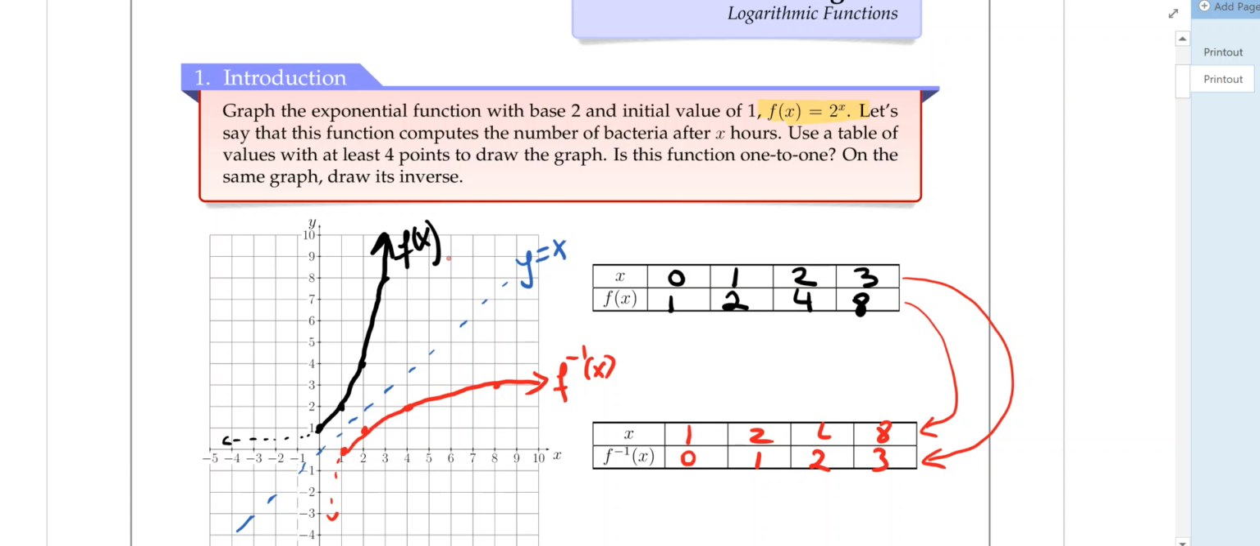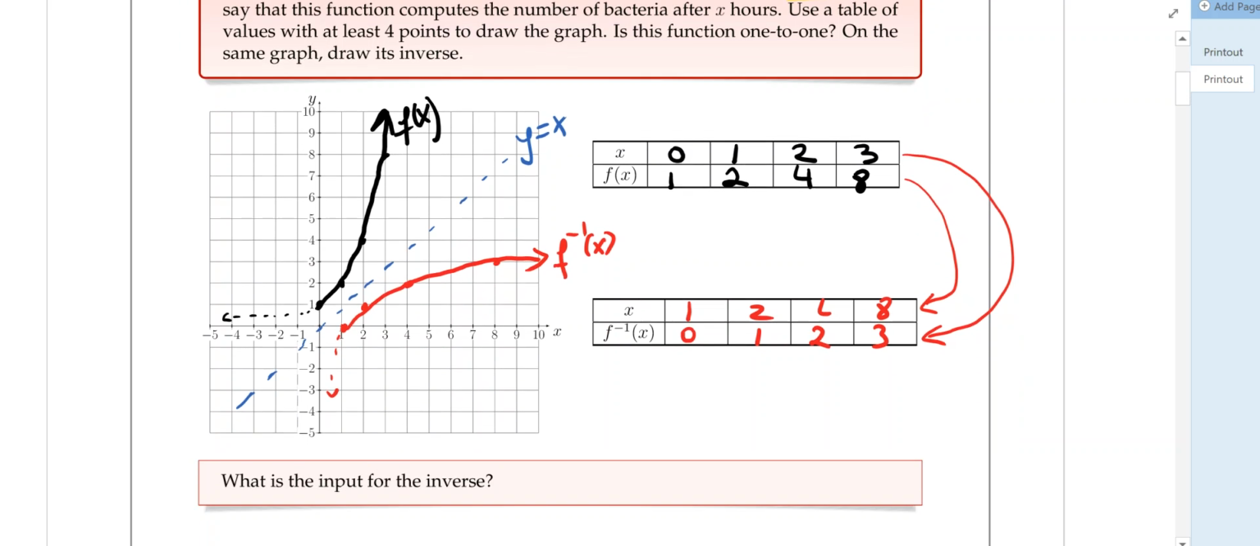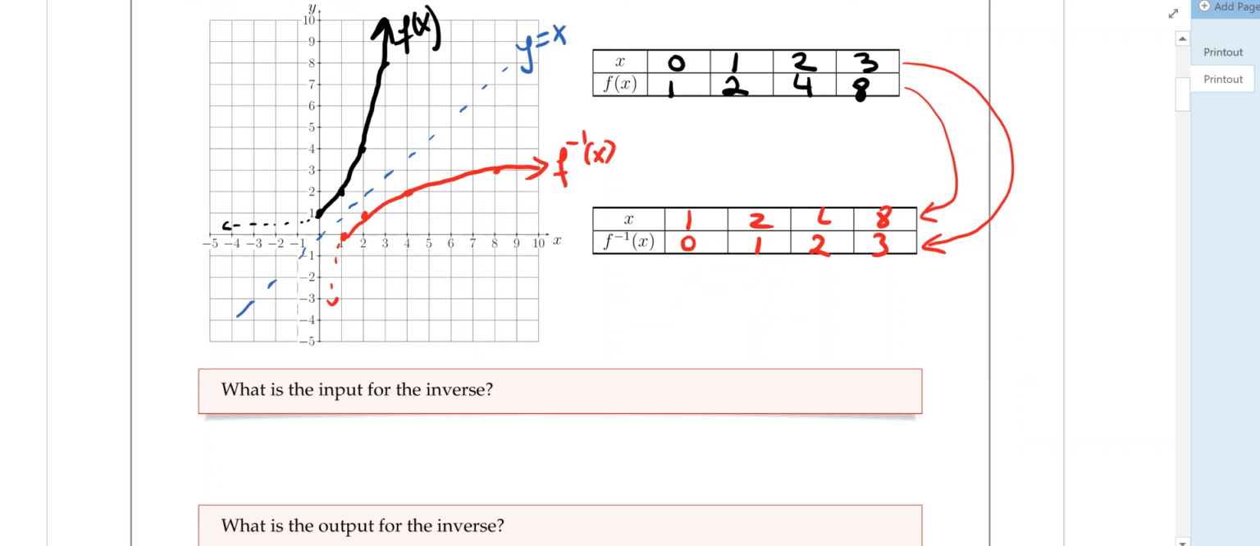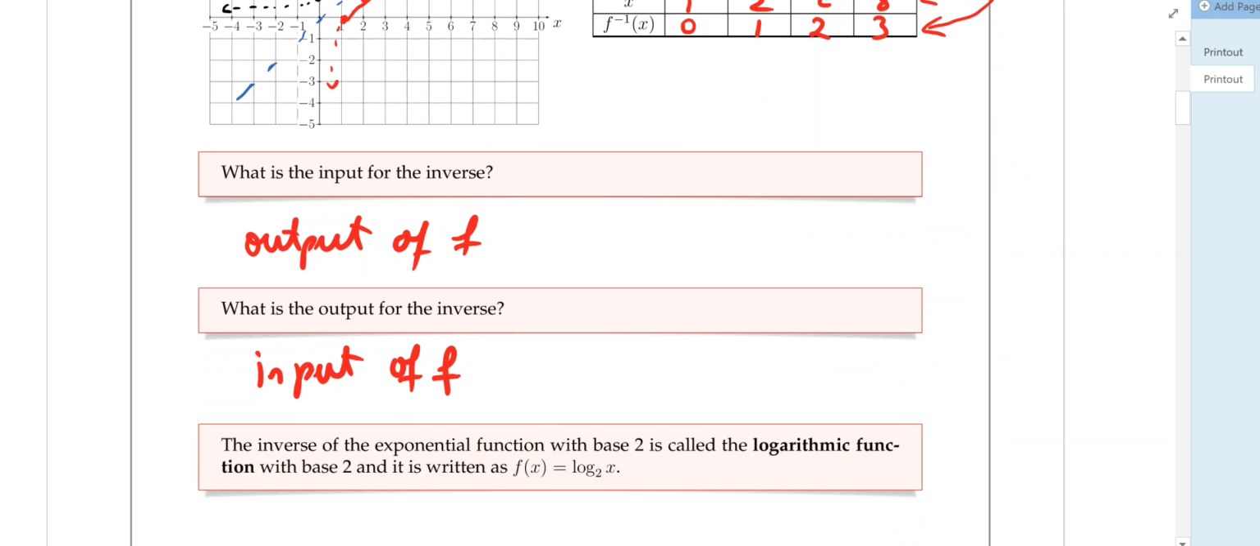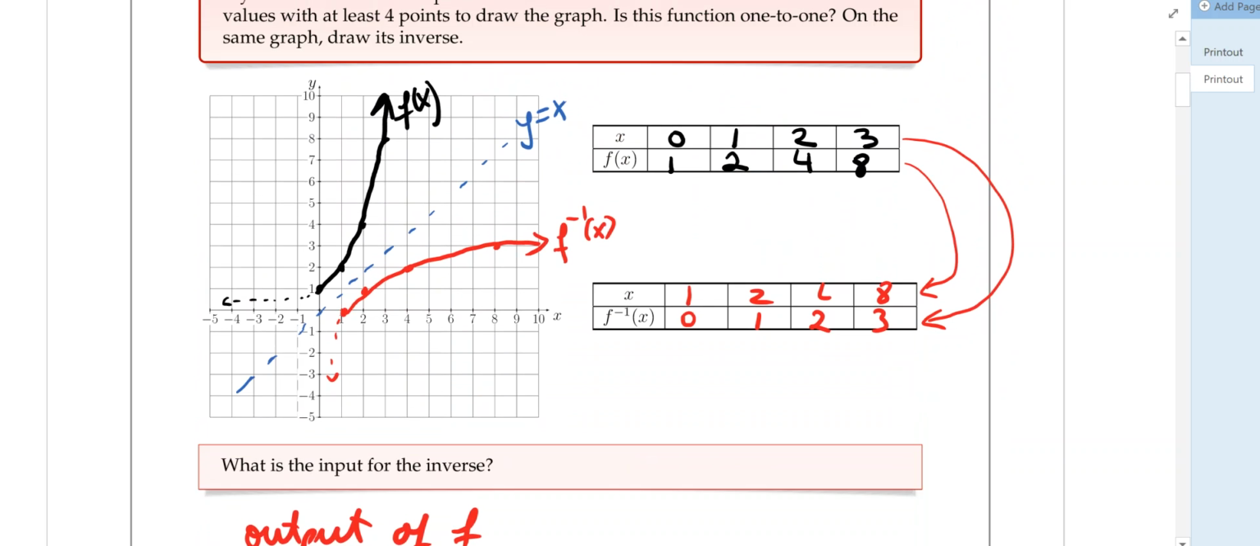So f of x is the exponential, 2 to the x, and then its inverse is this function, okay? Now we have to think about this inverse. So the input of the inverse was the output of f, and the output of the inverse is the input of f. So basically, this inverse has to have a name. It has its own name, and it's called the logarithmic function.